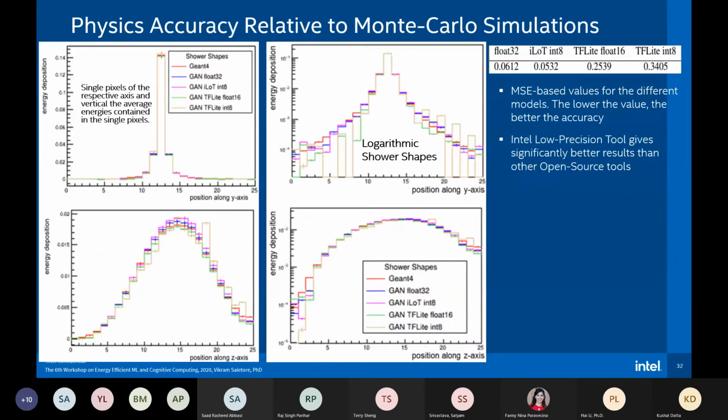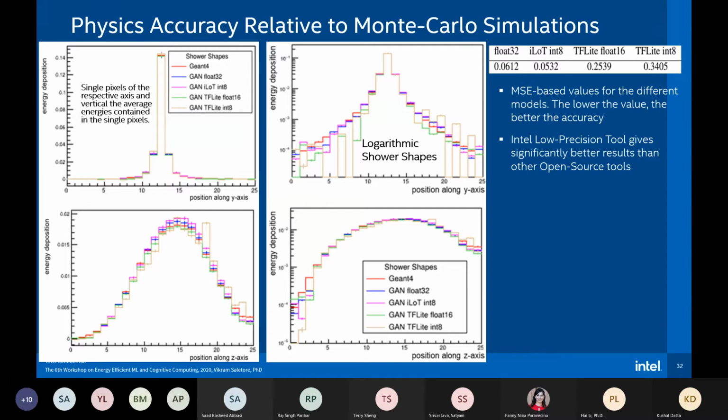So having a quantized graph that converges and meets the accuracy is not enough for an actual use case. The use case for CERN, for example, is to look at the physics accuracy, because that's what is important to them, and this has to be done in post-processing. So once it's quantized, we look at the physics accuracy and see how the shower shapes are in the X, Y, and Z directions.